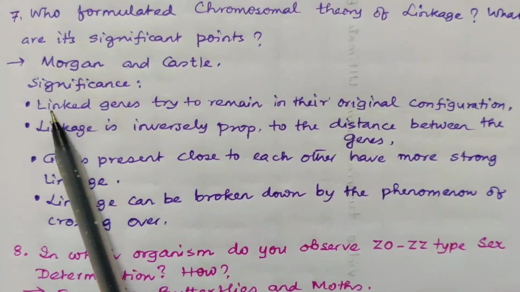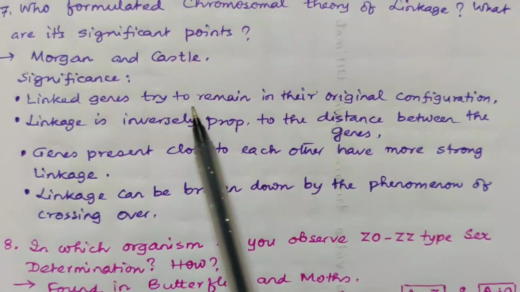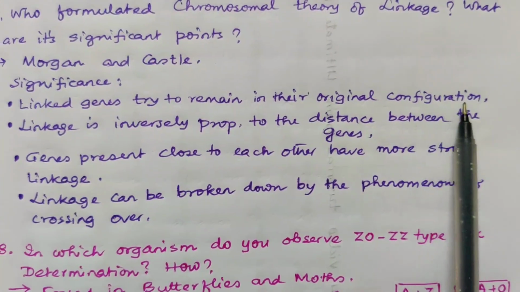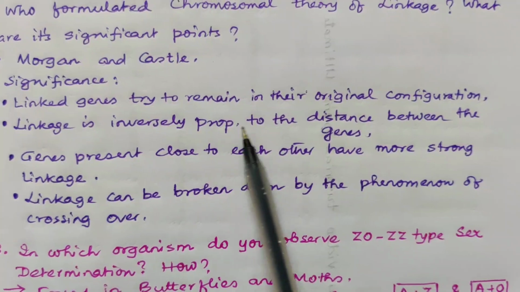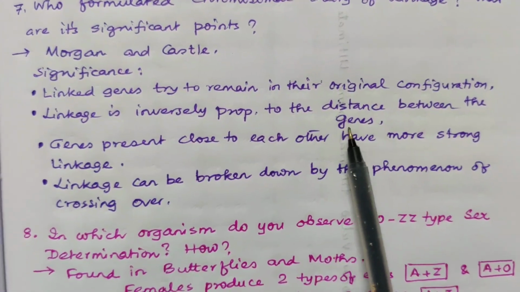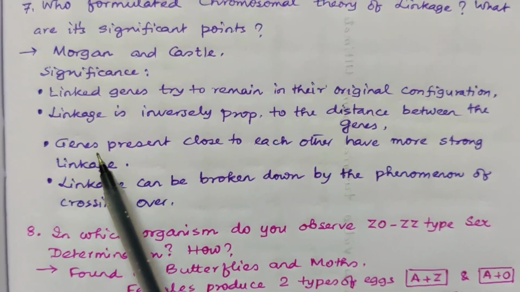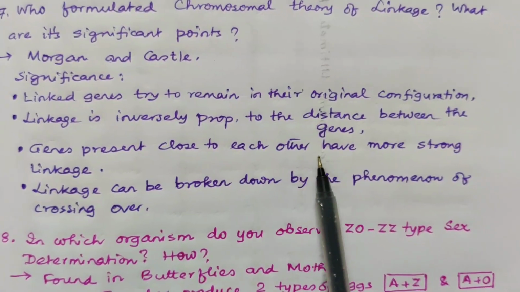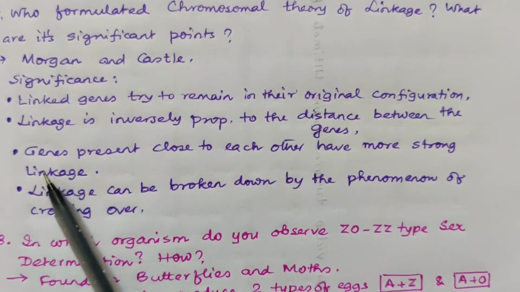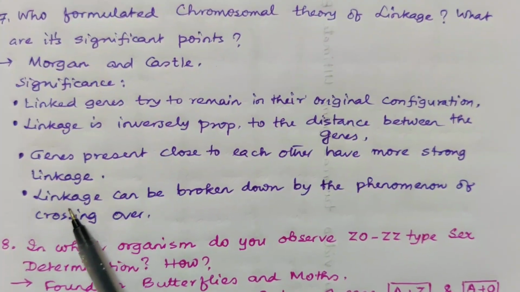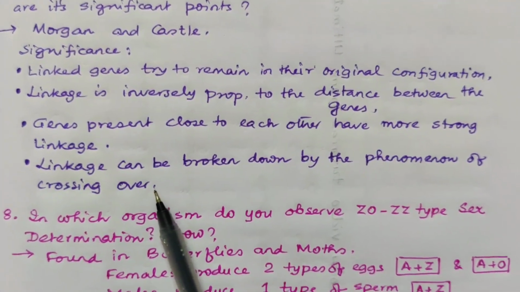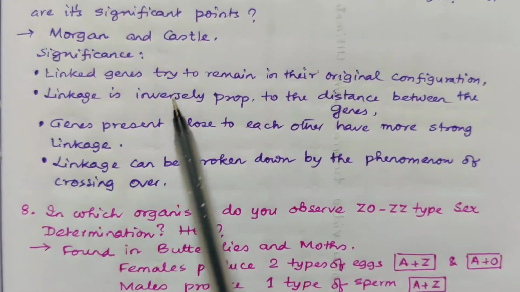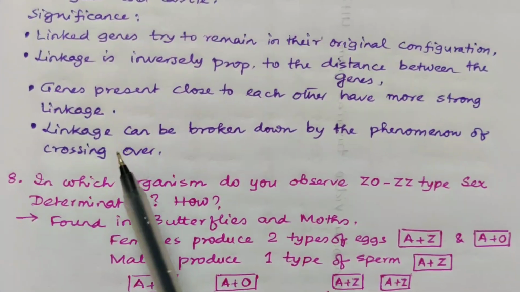The significant points are, linked genes try to remain in their original configuration. Linkage is inversely proportional to the distance between the genes. The genes present close to each other have stronger linkage. Linkage can be broken down by the phenomenon of crossing over. So these are the significant points.